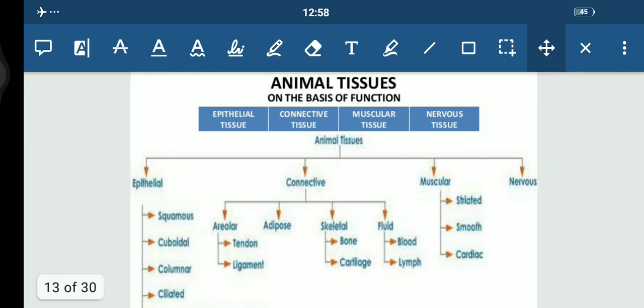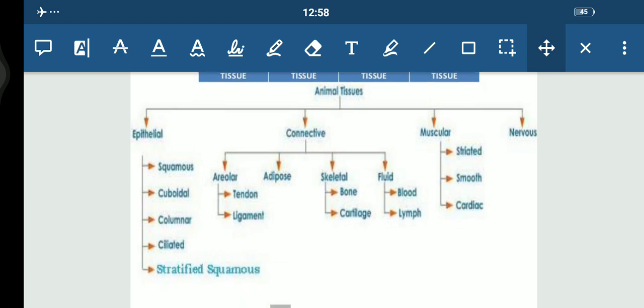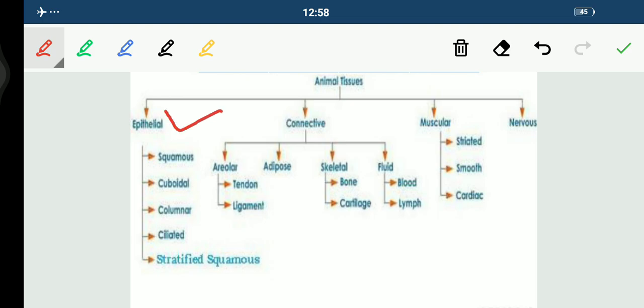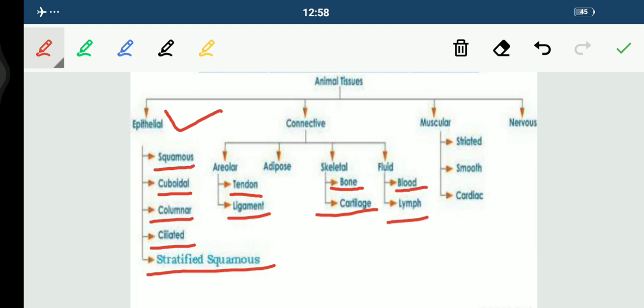Now coming on to the animal tissues, on the basis of function we have four different types of tissue: epithelial, connective, muscular and nervous. Epithelial is what we'll be discussing in today's module. It is of further different types: squamous, cuboidal, columnar, ciliated and stratified squamous. Connective has four different types. Areolar is further categorized into tendon and ligament. Then we have skeletal and adipose. Skeletal is divided into bone and cartilage, and fluid is divided into blood and lymph, which compose the fluid type of connective tissue.